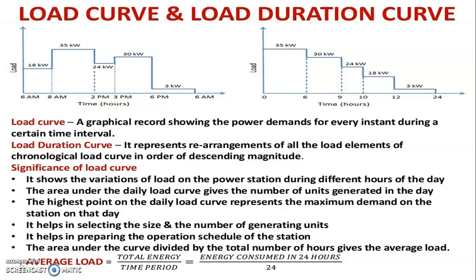It shows the variation of load on the power station during different hours of the day. The area under the daily load curve gives the number of units generated in the day. The highest point on the daily load curve represents the maximum demand on the station on the day. It helps in selecting the size and the number of generating units. It helps in preparing the operation schedule of the station. The area under the curve divided by the total number of hours gives the average load.